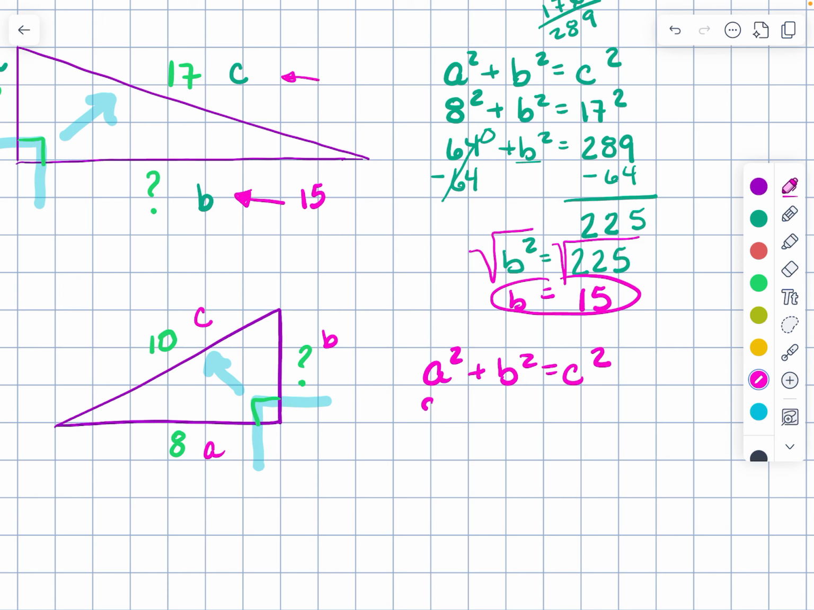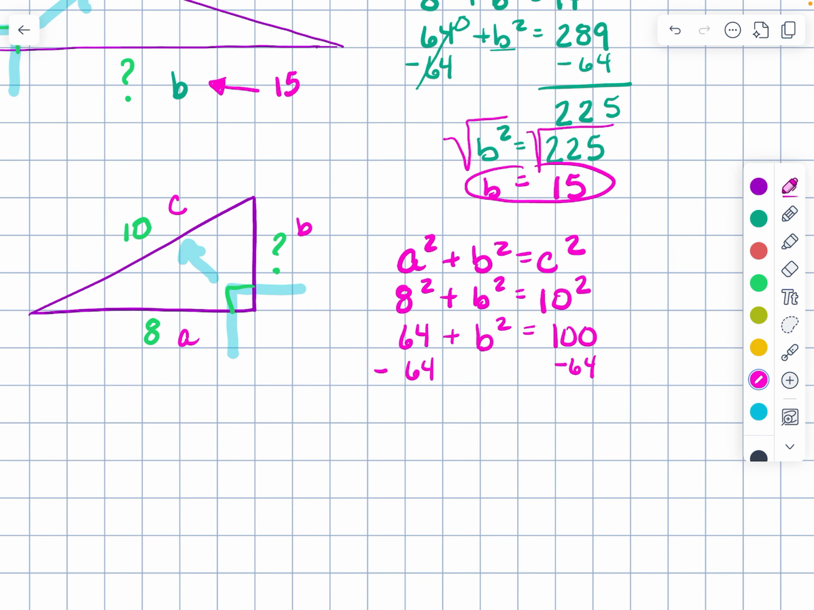All right, so let's start plugging in. I've set up A to be 8, so it's going to be 8 squared plus B, we don't know yet, and C is equal to 10, so that's 10 squared. 8 times 8 is 64, plus B squared is equal to 10 times 10 is 100. And I'm going to subtract 64 from both sides because I want to isolate my B to one side of the equation. So that goes to 0. And this goes to 6, 9, 36. So now I've got B squared is equal to 36. Again, I have to take the square root of both sides to get just a B. And that ends up as B is equal to 6, because the square root of 36 is just 6.